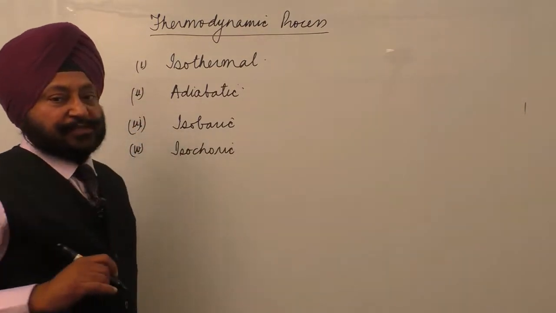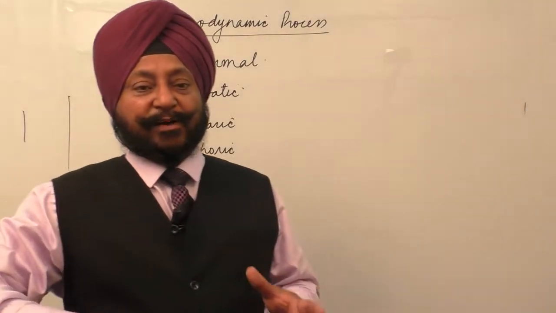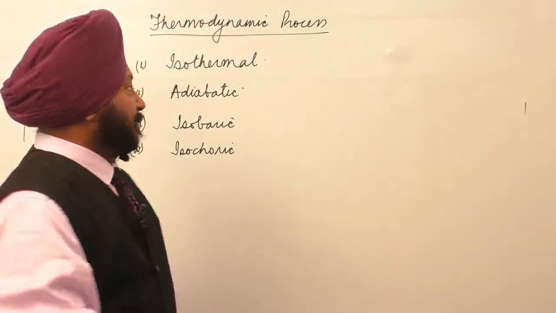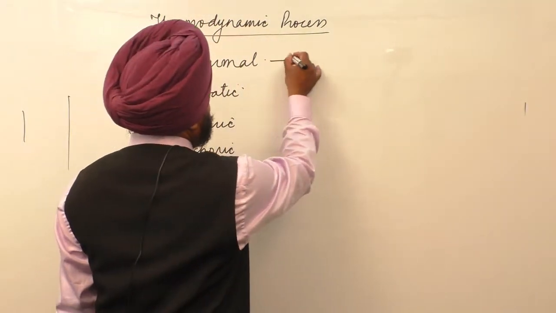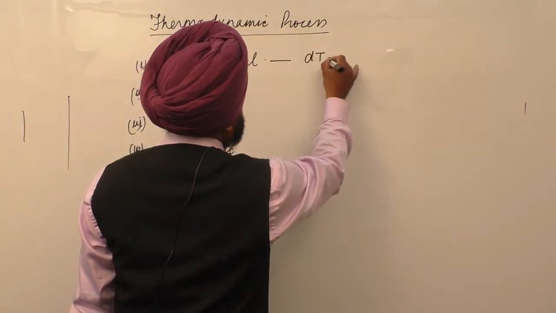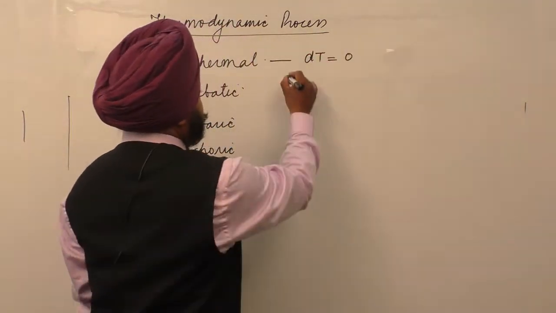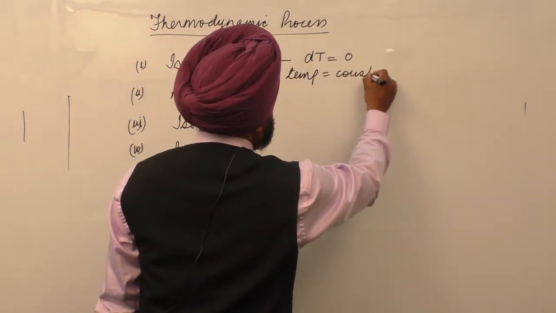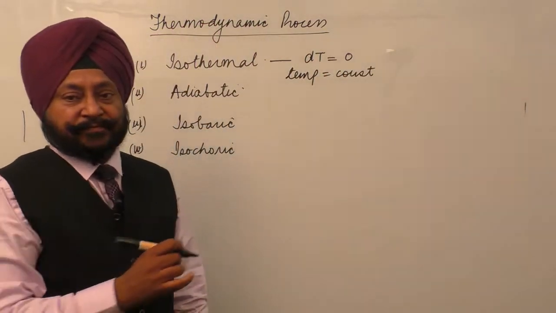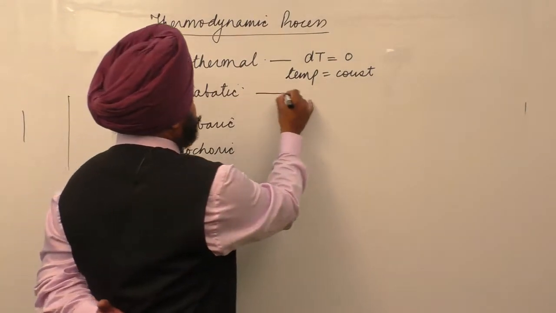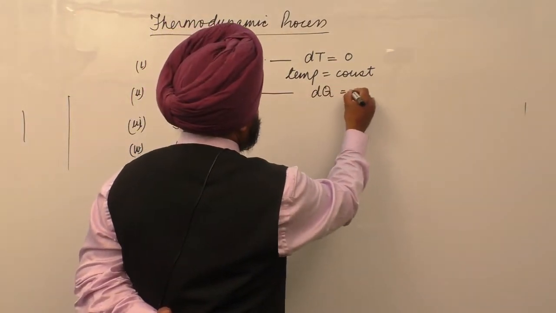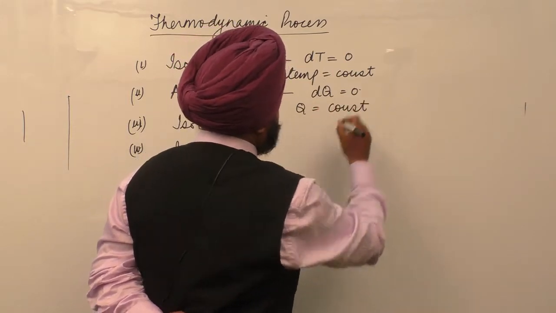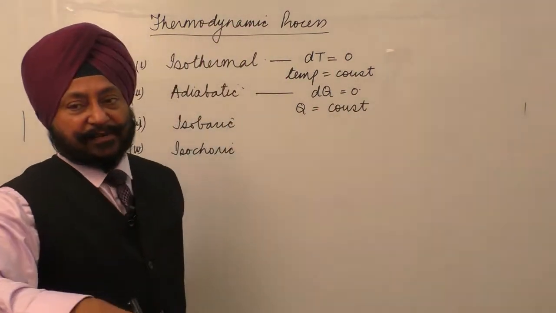These are the 4 processes we have, and depending upon what remains constant or what changes in these processes, they have been named. When you talk about an isothermal process, there is no change of temperature. That means delta T is 0, temperature remains constant. Then the second process is the adiabatic process, in which no exchange of heat takes place. That means Q is constant. Neither heat will enter a system nor leave a system.